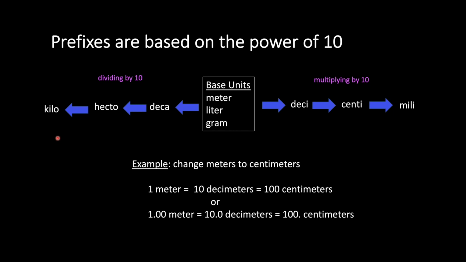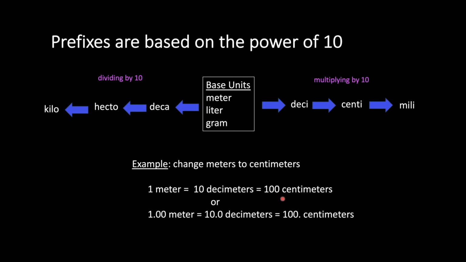So let's look at an example. Change meters to centimeters. So we're starting at meters at the base, and we want to go 1, 2 to centimeters. So each time I'm going to multiply by 10 from that base unit. So let's say I started with 1 meter. Multiply once to get the deci, by 10 once to get the decimeters. You get 10 decimeters. Multiply by 10 again, you get 100 centimeters.